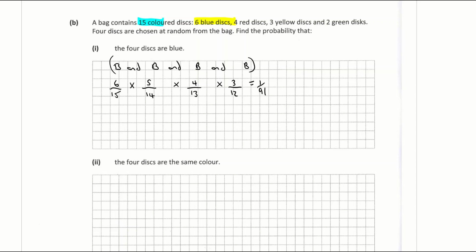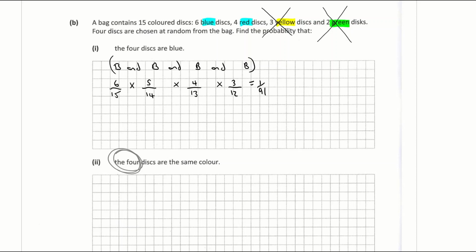B part 2 is asking us that the 4 colours are the same colour. So what colours have we got? They could be blue, they could be red, they could be yellow, or they could be green. Now the question says that the 4 discs are the same colour. But if you think about it, I can't have 4 yellows. Can't happen because there are only 3 yellows in the pack. So I'm basically going to ignore the yellows. I'm also going to ignore the greens because there are only 2 greens in the bag.